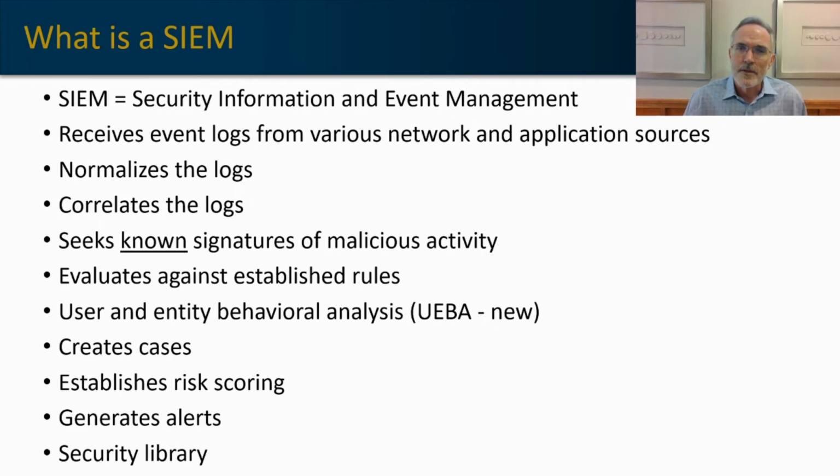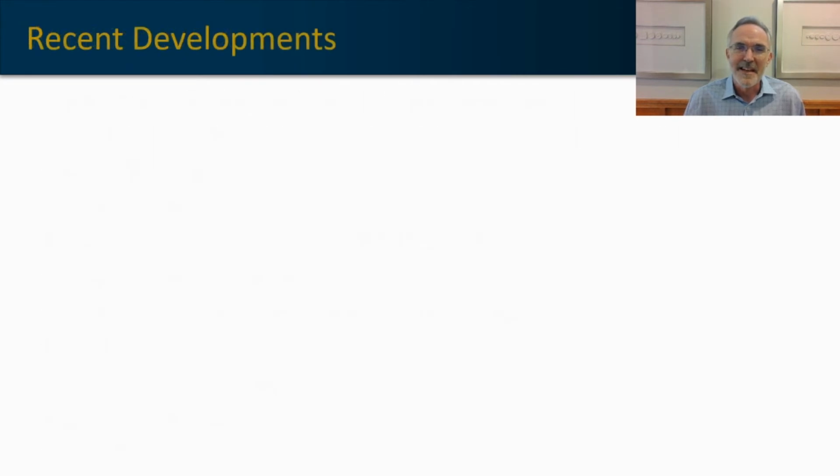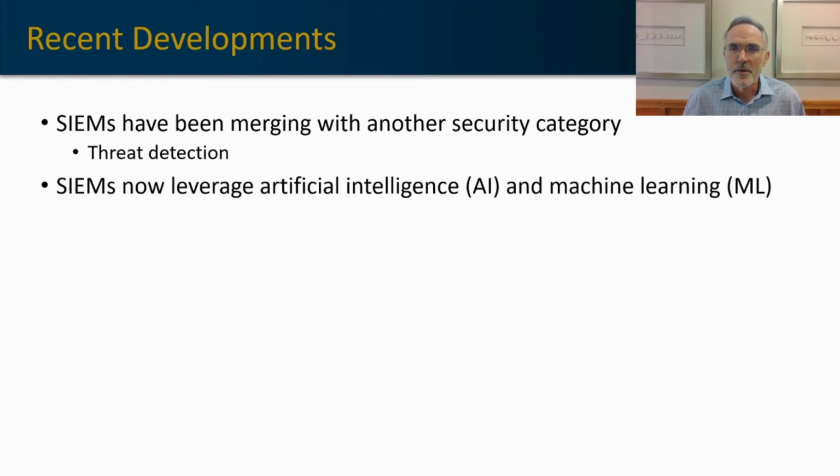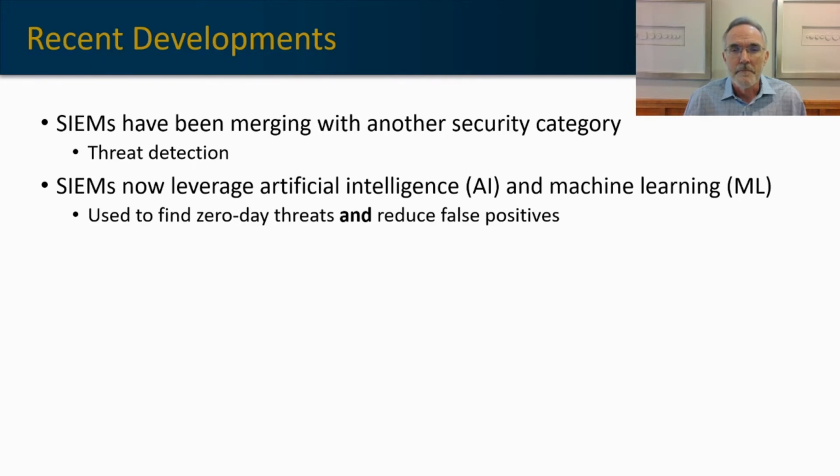Now, I've already talked to some of these recent developments. I tend to get ahead of myself on the slides, but SIEMs have been merging with another category that's typically referred to as threat detection. That's an artificial intelligence and machine learning category that creates profiles of users and endpoints within your network or other devices within your network, and then determines whether or not activity within those endpoints or entities is staying consistent with those profiles or deviating from the expected behavior. When those deviations happen, a case is created and that risk score is evaluated.